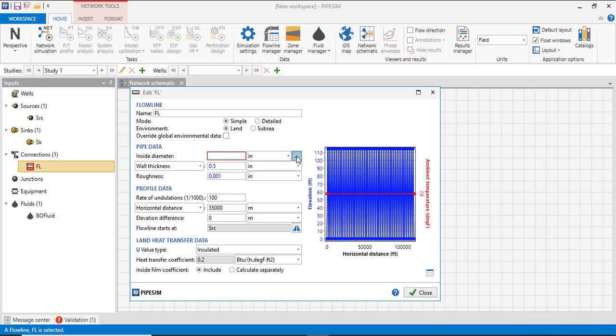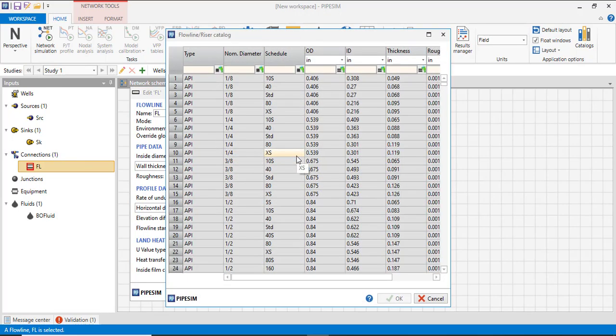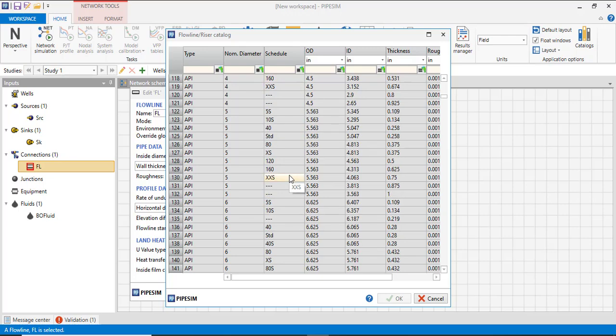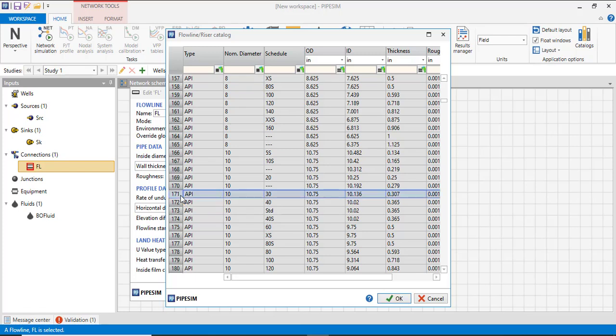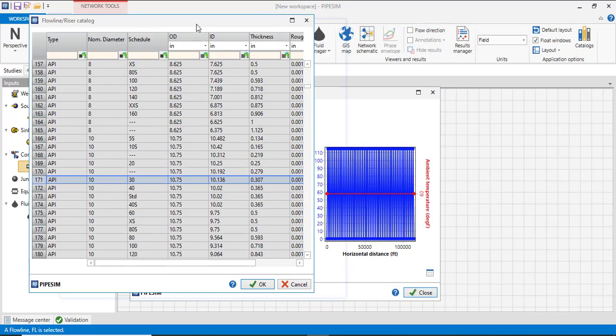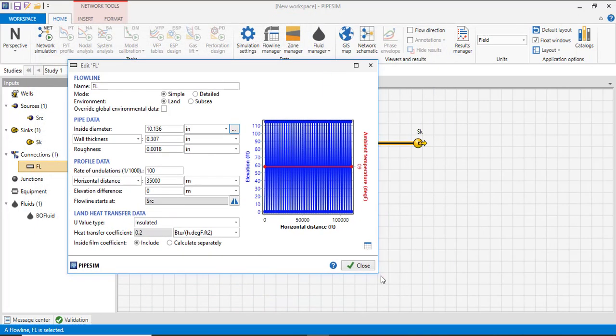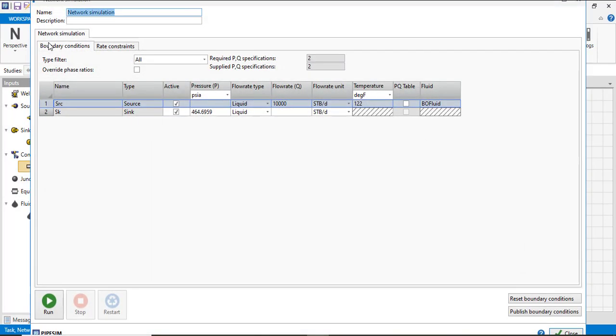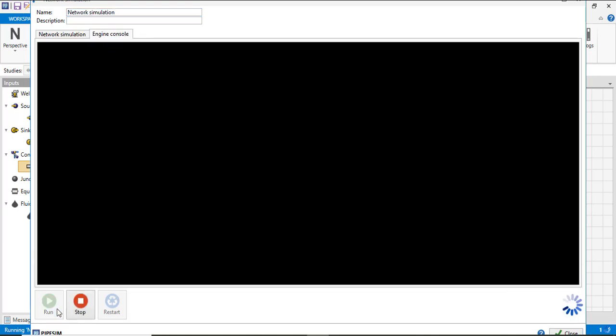For the line size, let's first select 10 inch and see what pressure drop and velocity we get. After that we will see whether 8 inch or 12 inch is better. So let's start with 10 inch, schedule 30. Now everything is characterized, and there is no error. So we can go and click network simulation, and it will run and tell us the results.